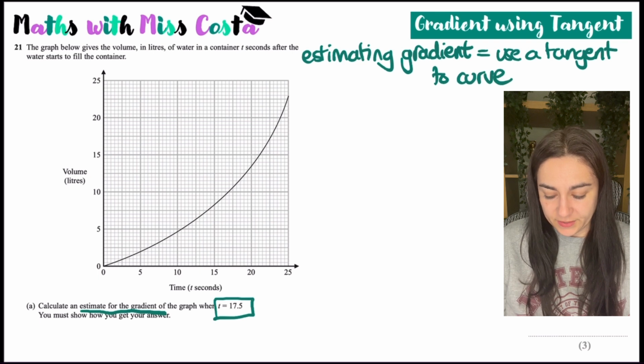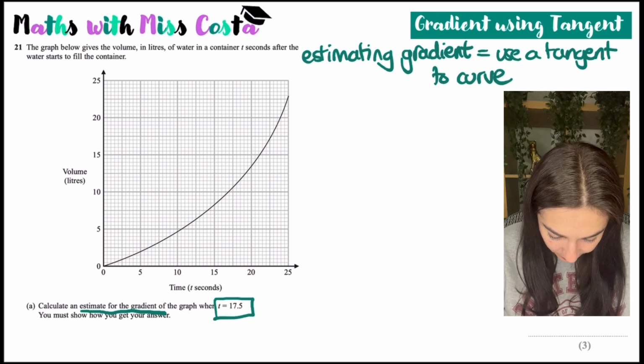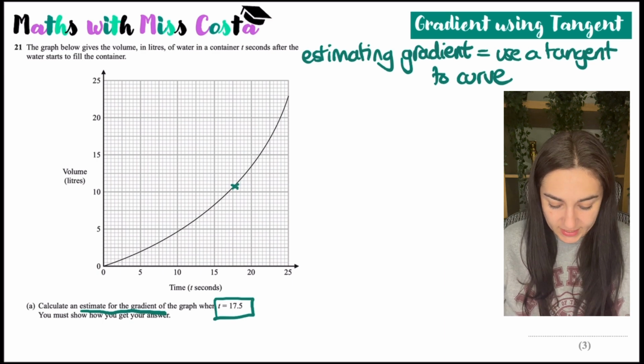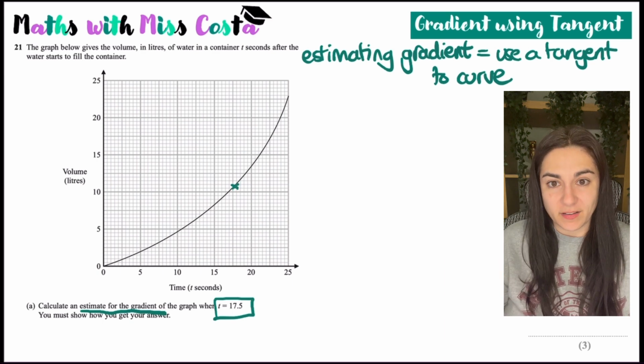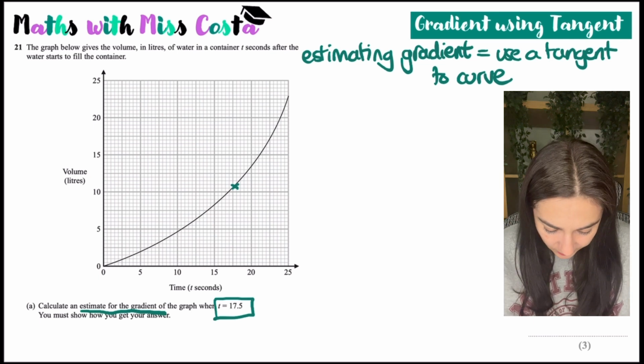So the first thing you do is you go to 17.5. So that's this point over here, okay? And you draw a straight line. A tangent is just a straight line that touches the curve at one point. You draw a straight line.